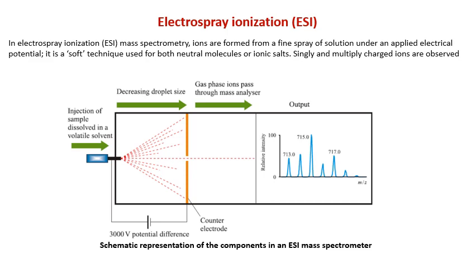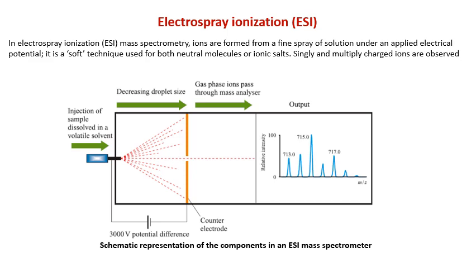The ESI mass spectrometer can be operated both in positive ion mode and in negative ion mode. An electrical potential is applied between the needle through which the sample is injected and the counter electrode. After the potential difference is created, the ions are converted into a fine spray, and they move as gas phase ions towards the counter electrode and pass through the mass analyzer part.